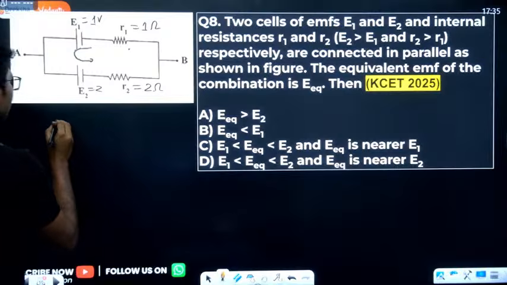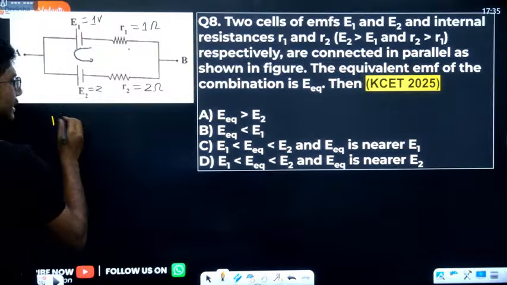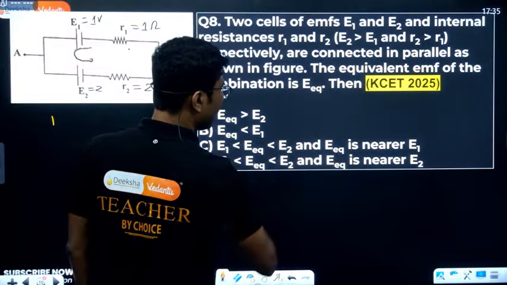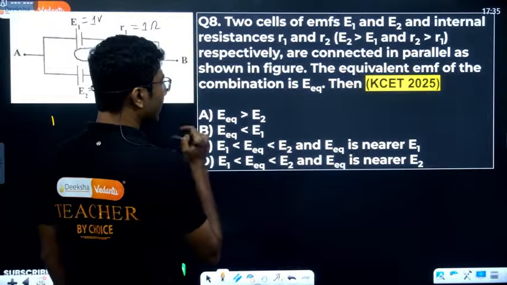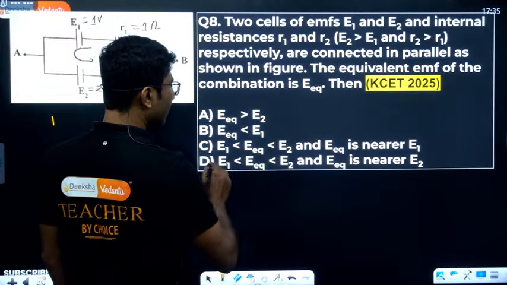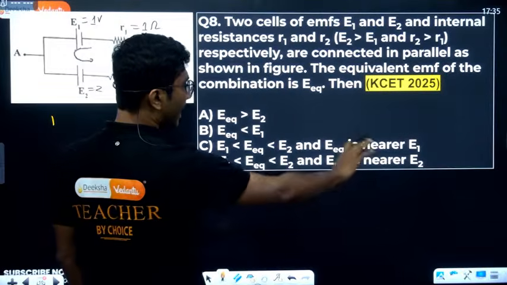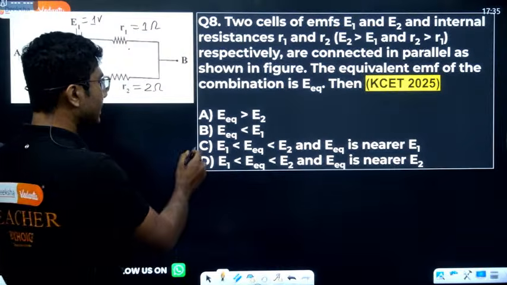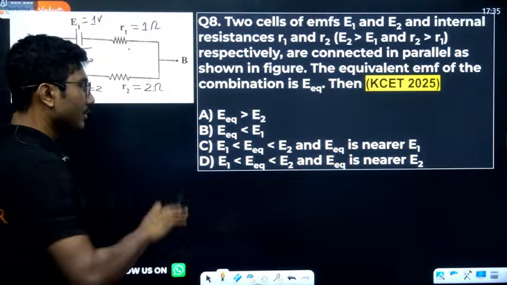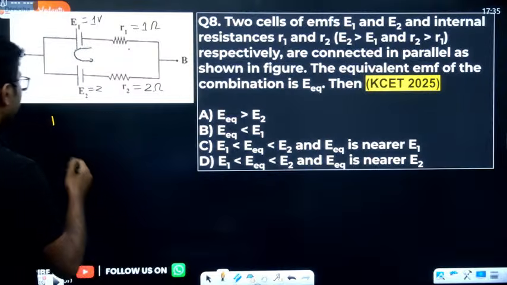Now, what is the formula for equivalent EMF? Basically all the questions are based on equivalent EMF. If you read the question, the options say equivalent EMF is greater than E2, less than E1, between these two and nearer to E1, between these two and nearer to E2. So obviously either C or D will be correct. Both of them look similar. So let's see what will be the correct answer.